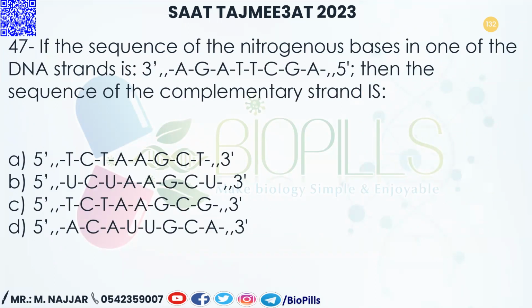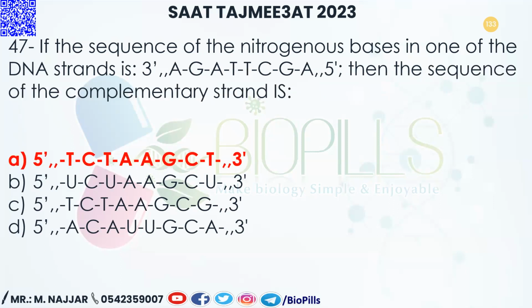If the sequence of the nitrogenous bases in one of the DNA strands is 3' AGATTCGA 5' free end, then the sequence of the complementary strand is, yes, that's very easy. It's A, because it said DNA, not RNA. Never mix it up. Here is A, so A is complementary with T, G with C, A with T, double T, double A, CG, GC, A with T. So the correct answer here is A. I hope you understand why.